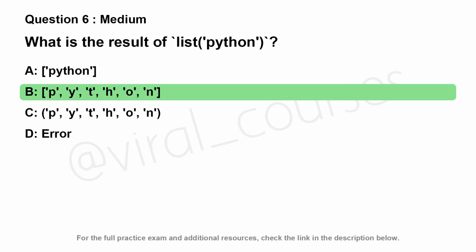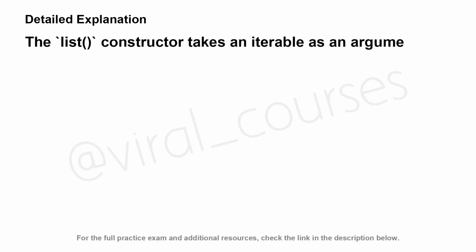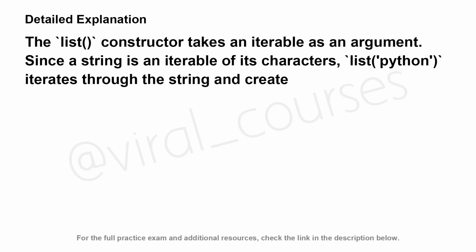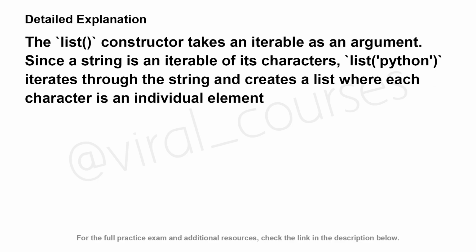The correct answer is B. The list constructor takes an iterable as an argument. Since a string is an iterable of its characters, list("Python") iterates through the string and creates a list where each character is an individual element.